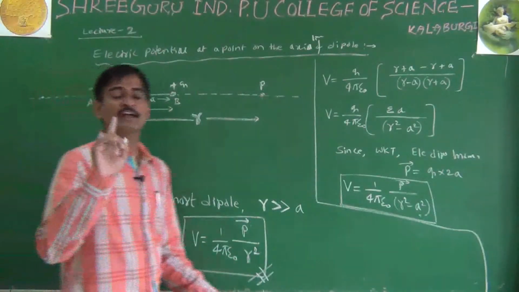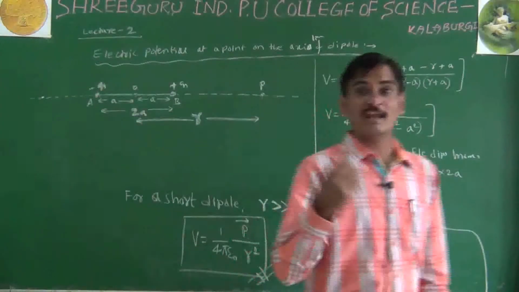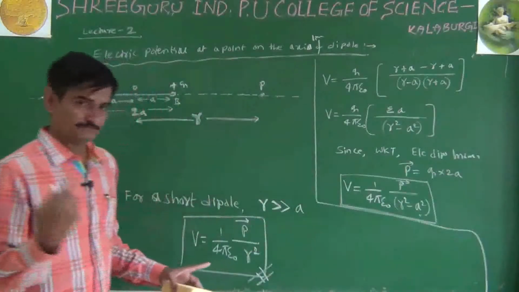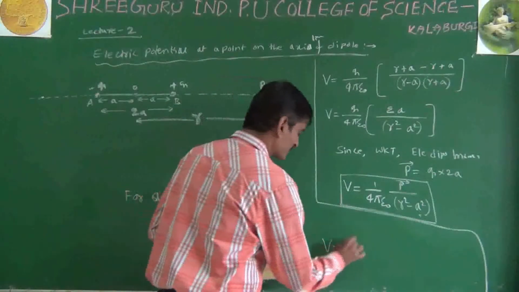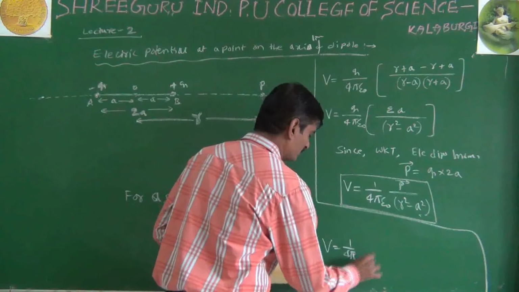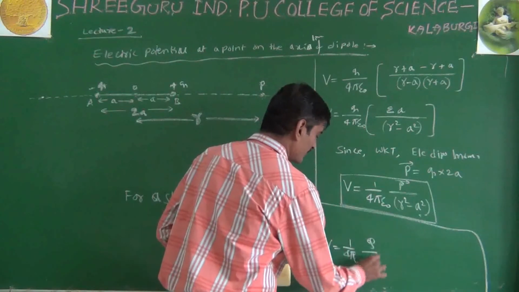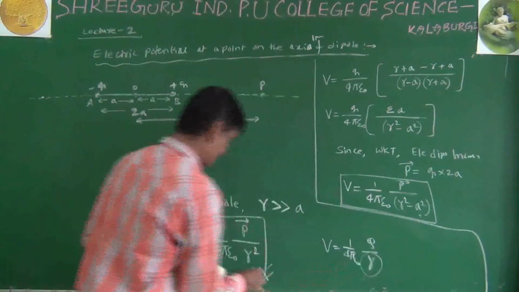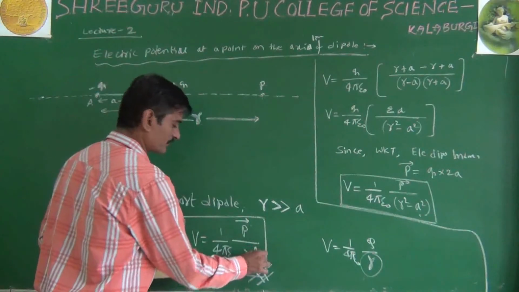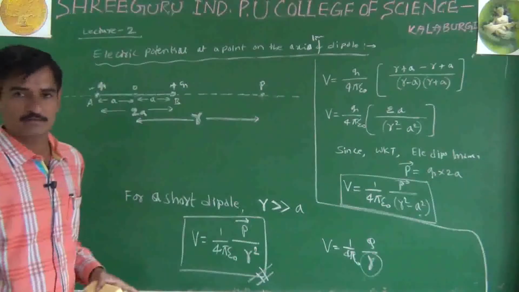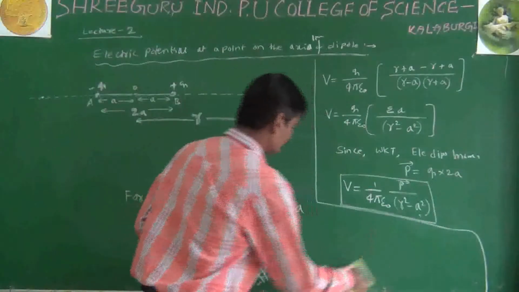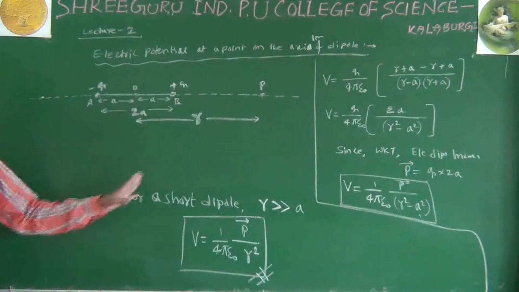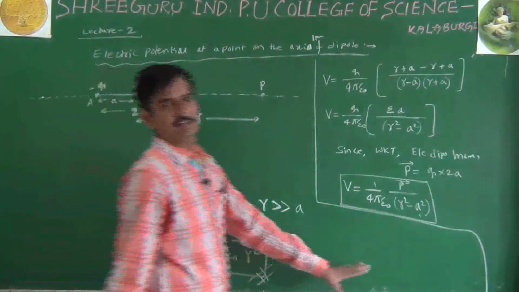It is not due to an isolated point charge. Due to an isolated point charge, it will be different. For an isolated point charge, you will get 1 by 4 pi epsilon naught Q divided by R. Only R you will get. Here you are getting R square, so it will be different. Remember that. This is the electric potential due to a short dipole on the axial line.